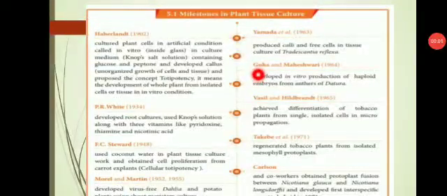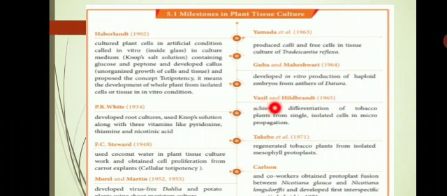Next scientists were Guha and Maheshwari in the year 1964. Guha and Maheshwari developed in vitro production of haploid embryos from the anther of Datura. In vitro means laboratory production of haploid embryos with the help of the anther of Datura plants. It is also one of the milestones in plant tissue culture.